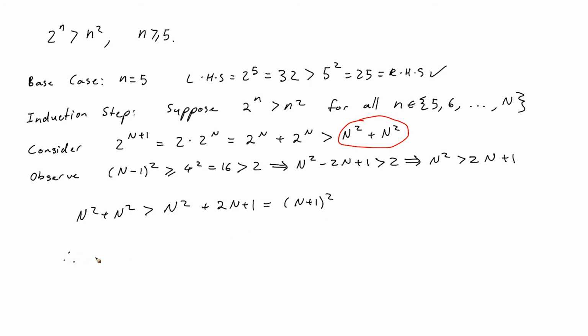So what have we shown? We've shown that 2 to the n plus 1 is indeed greater than n plus 1 squared. Okay, so this completes our induction. So what we've proved is that indeed 2 to the power of n is strictly greater than n squared whenever n is greater than or equal to 5.